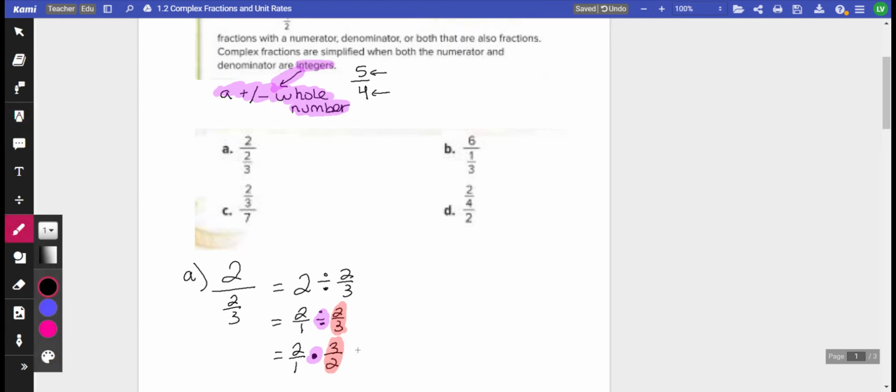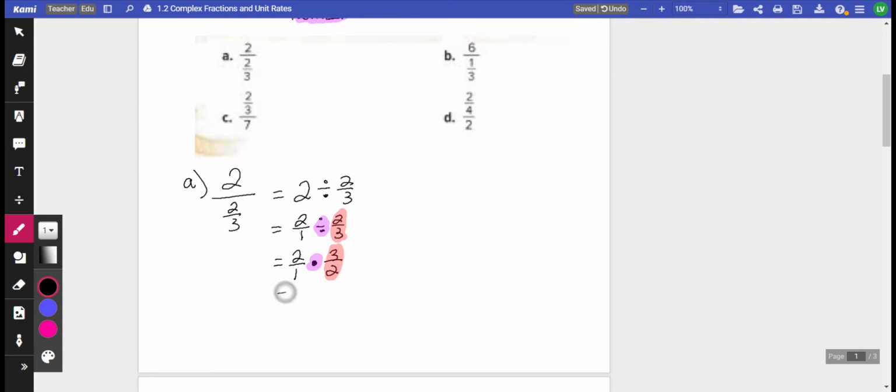And then I'm going to simplify this. 2 times 3, so I'm going to rewrite this, 2 times 3, divided by 1 times 2. 2 times 3 is 6, divided by 1 times 2, which is 2. I can further reduce that. 6 divided by 2 is 3. So letter A, my answer is 3.